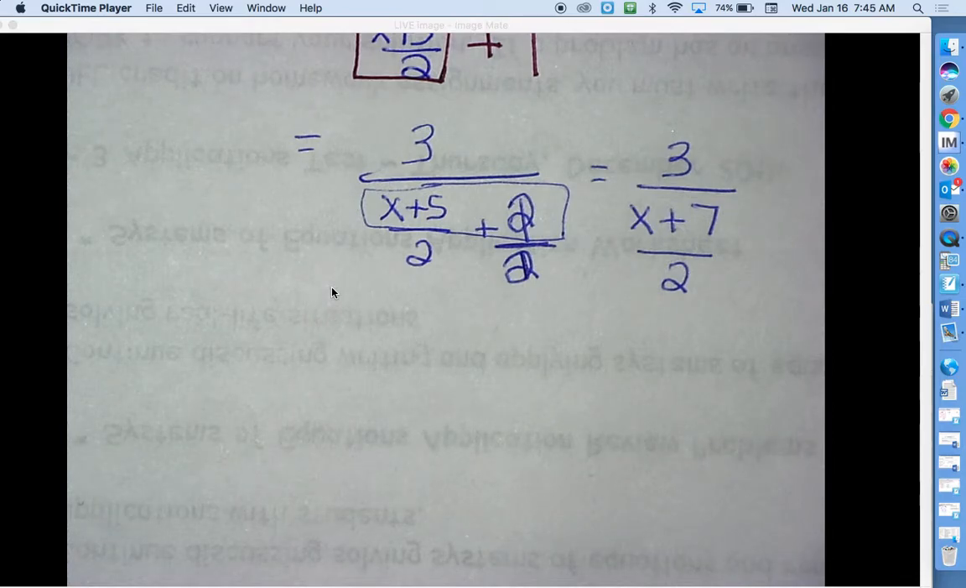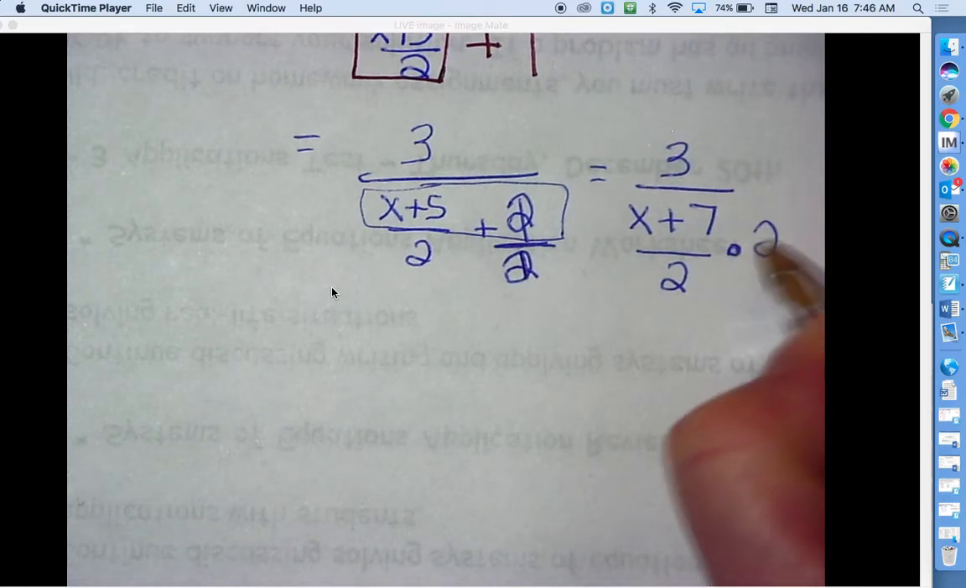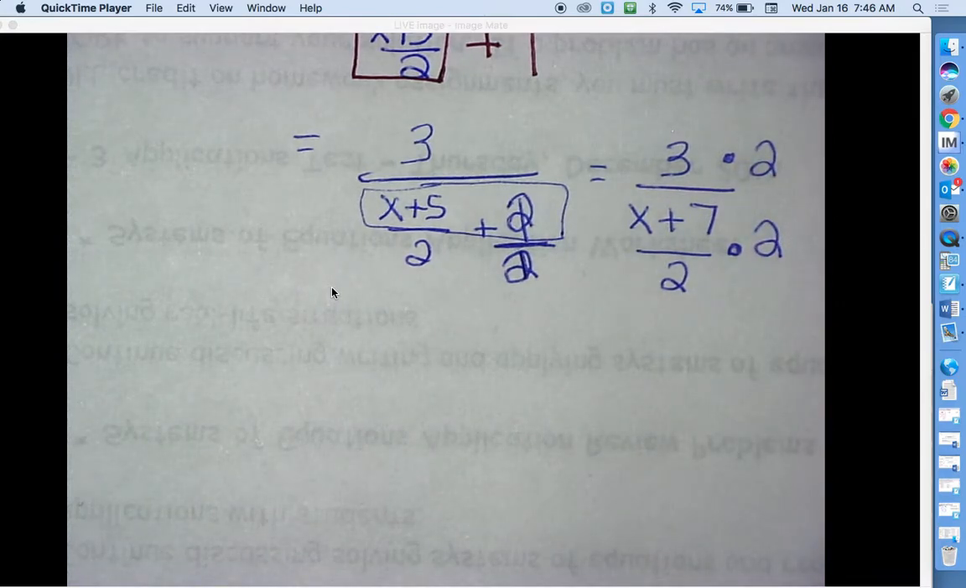So if I want to get rid of a 2, and it's a fraction, this is really saying you're taking x plus 7 divided by 2. What's the opposite of division? I heard somebody quietly say it. Maggie, what's the opposite of division? Multiplication. So whatever you do to the bottom of a fraction, you have to do to the top of a fraction. We did that same thing with radicals.